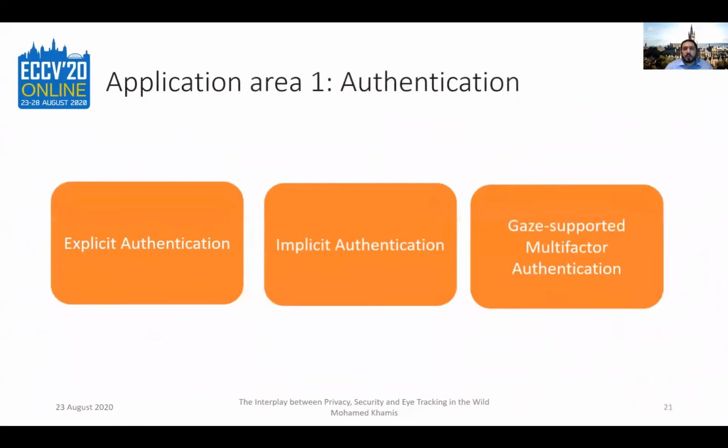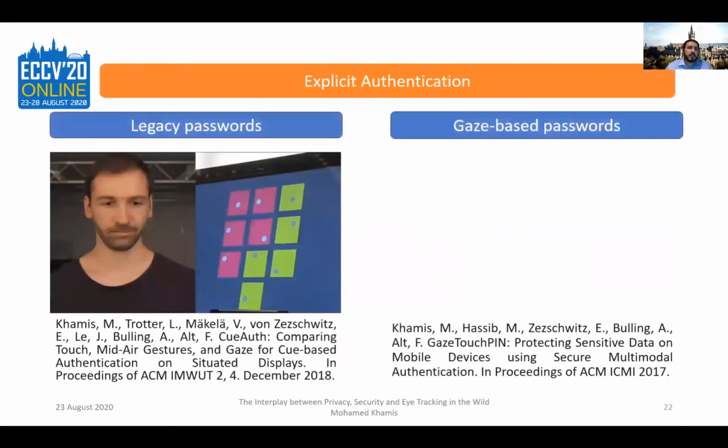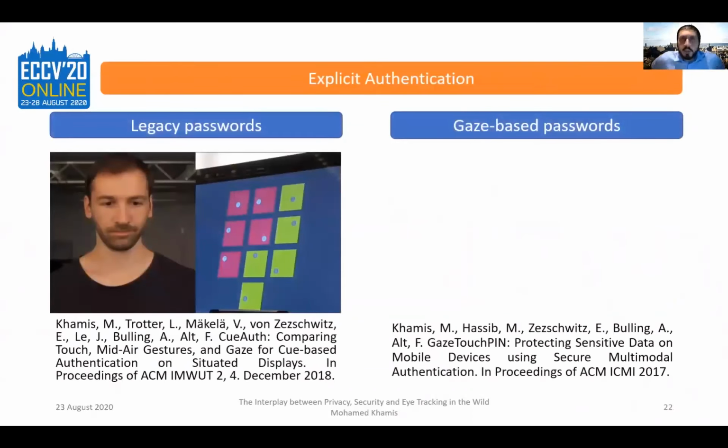So let's briefly talk about authentication first. As I said, it can be split into these three categories. I'll talk about explicit authentication first. And now the nice thing about explicit authentication using eye gaze is that you could actually enter passwords using eye gaze in two ways. You could use eye gaze to enter what I call legacy passwords, or password types that are already out there or that already exist. So for example, you use your eye movements to enter pins.